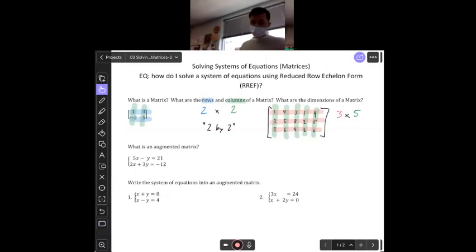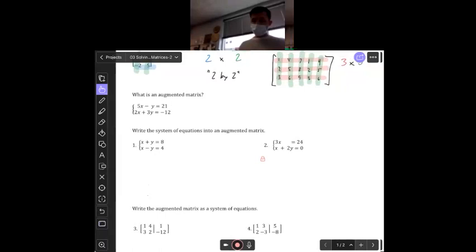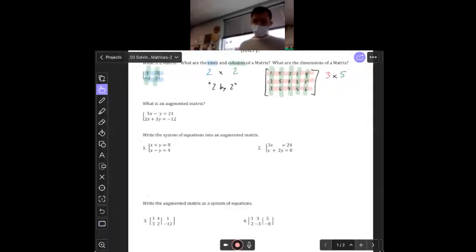An augmented matrix. So it's just a type of matrix, obviously. But this right here is an augmented matrix. So the augmentation is just this vertical line. The difference between an augmented matrix and a matrix is just that the augmented matrix is going to have a vertical line running through it.